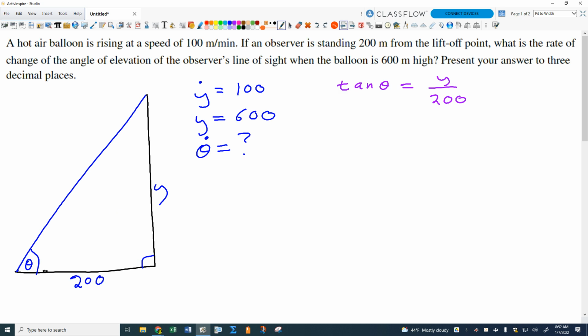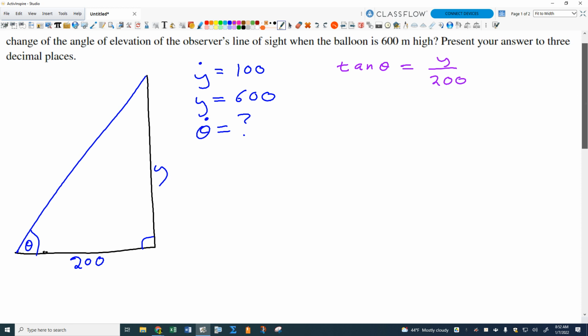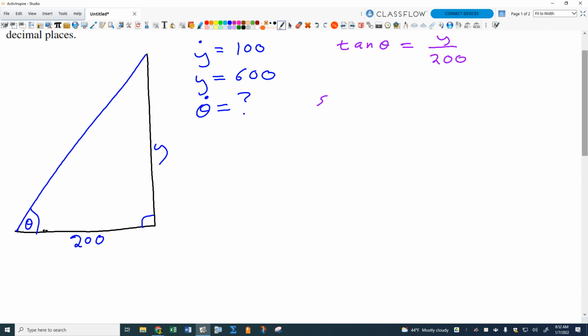Okay, so back to business. We could differentiate both sides with respect to t, right? We'll implicitly differentiate it. What are we going to get on the left side if we differentiate? Secant squared theta, theta dot, equals what? y dot over 200. Okay, good.